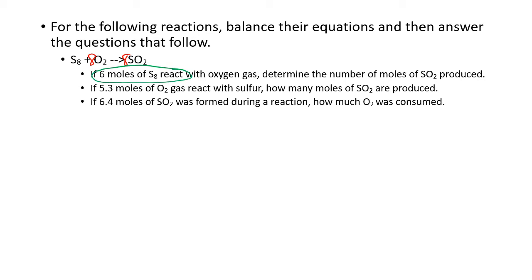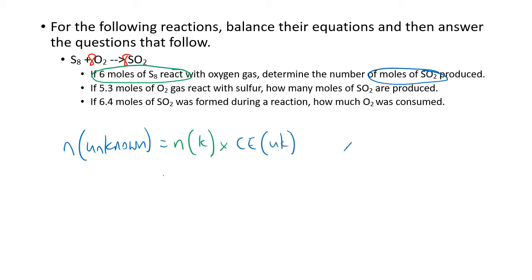That's our known. What's our unknown? Our unknown is the moles of SO2 produced. So the number of moles of our unknown will be equal to the number of moles of our known times the coefficient of the unknown over the coefficient of the known.